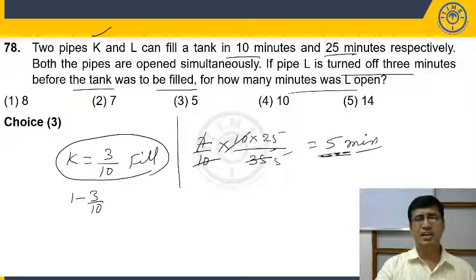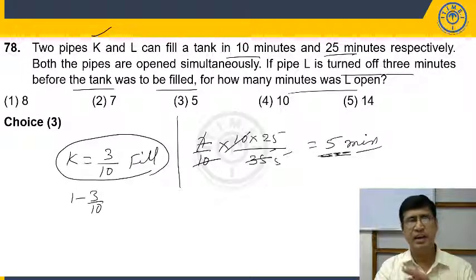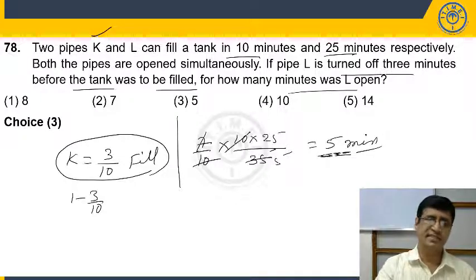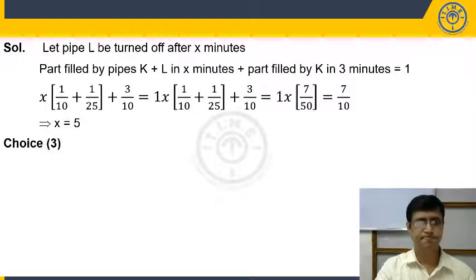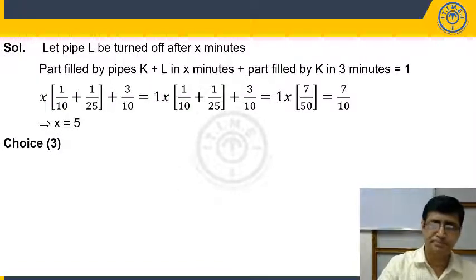In the last 3 minutes, pipe K alone fills the tank. So in 3 minutes it can fill 3 by 10. The remaining was filled by K and L together. So 7 by 10. Together means product by sum. Simplify, and you'll get the answer. This is the concept.